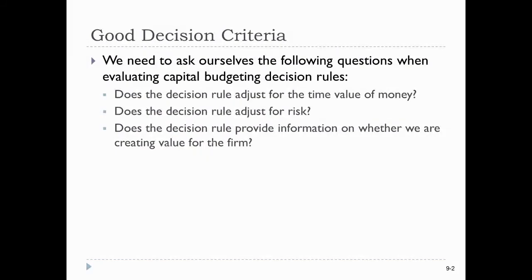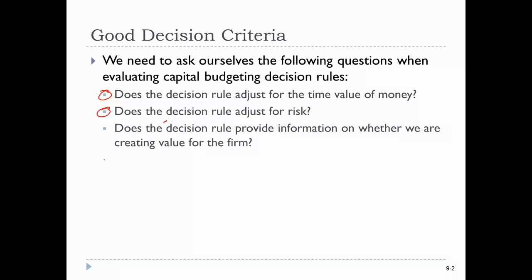Each of the criteria or the ways of making that decision are evaluated in the chapter in terms of three standards, I guess. First of all, when we make a decision, does that decision rule account for the time value of money? Does it correctly reflect the fact that cash flows that occur in the future are less valuable than cash flows that occur today or in the near term? Time value of money. We learned about that in chapters 5 and 6, and any decision rule, any process that we use to make investment decisions has to account for that.